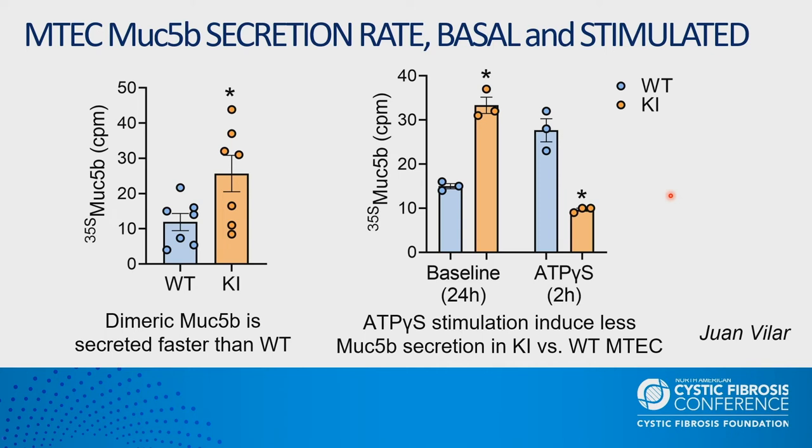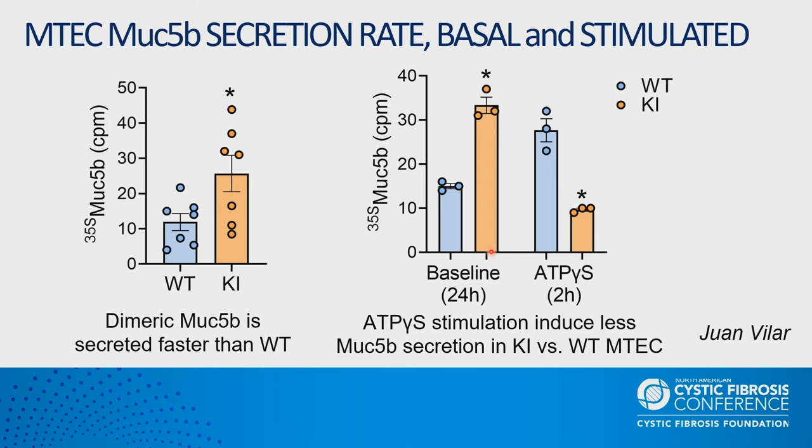These MTEC cultures were also very helpful for us to do pulse and chase experiments combined with immunoprecipitation to measure the rate of secretion for MUC5B. These experiments were done with wild type and knock-in cultures. You can see that after 24 hours of incubation, after giving them 35S cysteine, the MUC5B knock-in secreted more MUC5B in the apical media, which correlates with the results that we had in our original BAL Western blot. The interesting observation is that at baseline, dimeric MUC5B is secreted at a higher rate than wild type.